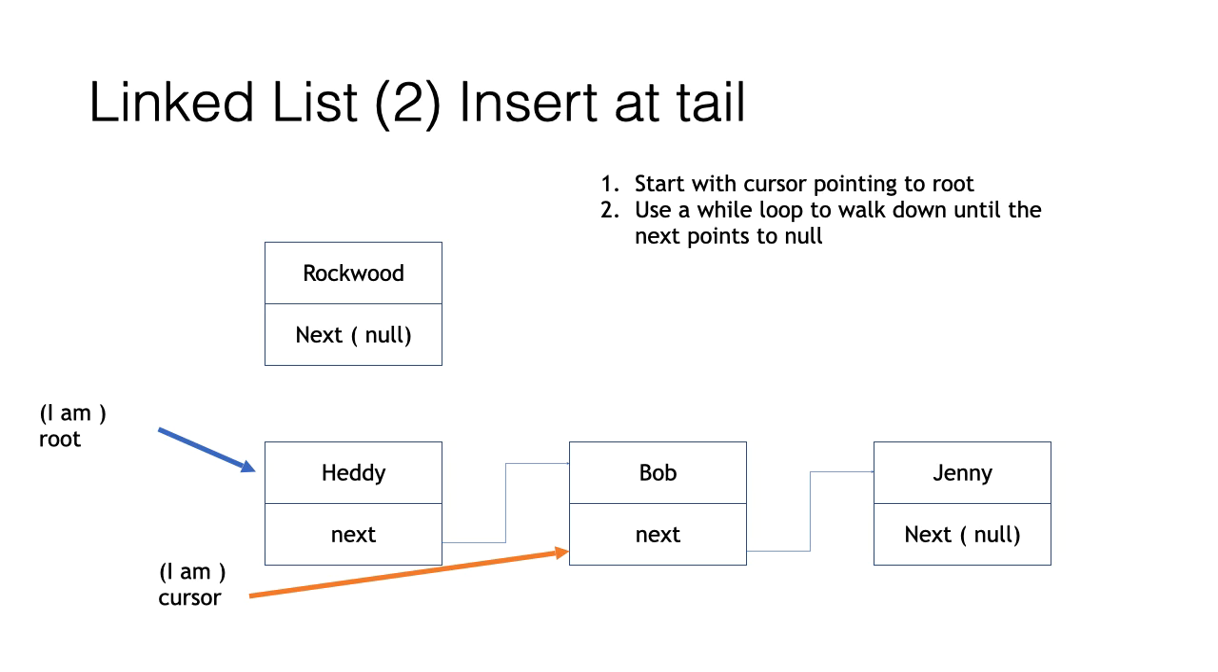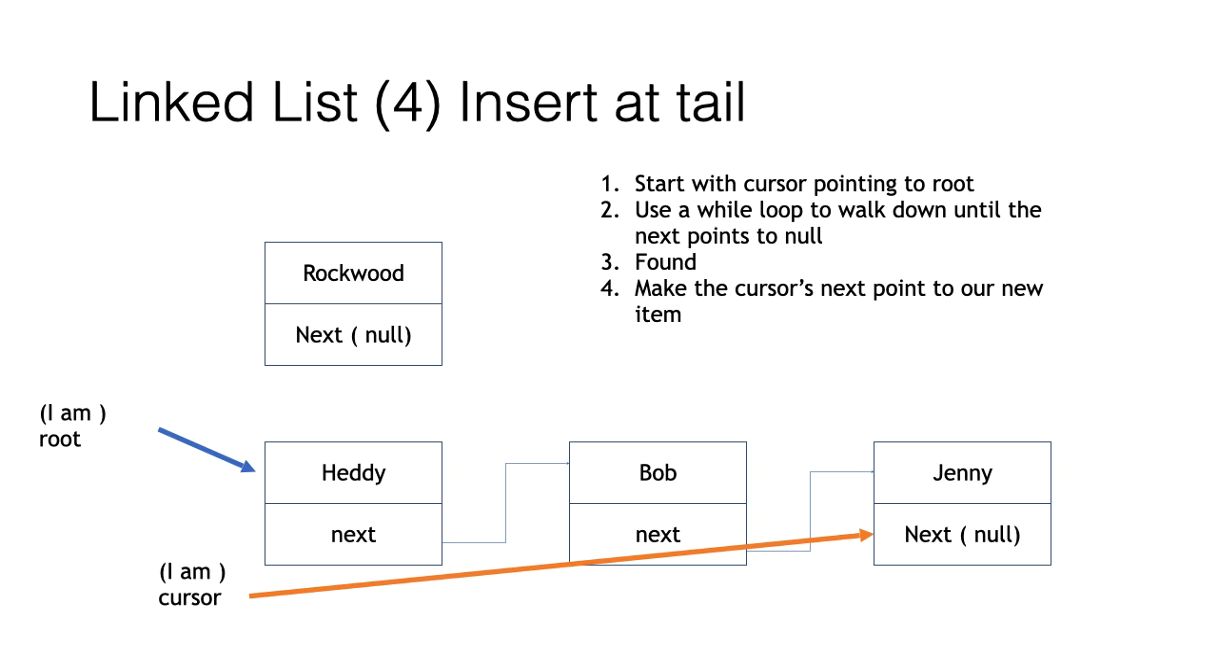No, it's not. So we make the cursor point to whatever Bob's pointing to, which in this case is Jenny. And now we say, Jenny, is your next empty? And she goes, yes, it is. So then you say, okay, we've found the end of the list. We update Jenny's next to be Rockwood, and we make sure Rockwood's next is null. And so now Rockwood is at the end of the list. Now, how long is that going to take? Well, if you notice, we had to go into a loop. So that's going to take O of n. So to insert at the end of a linked list is going to take O of n time.